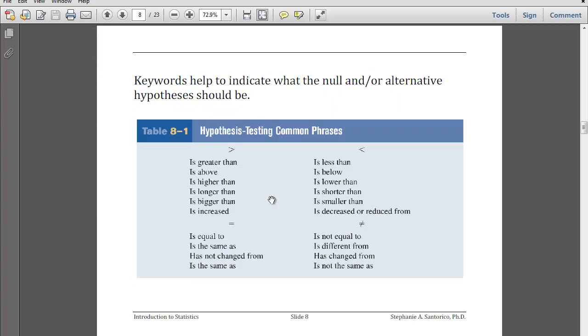So a few other helpful indicators of what your alternative hypothesis should look like. Table 8.1 in your text gives you some identifying phrases that would indicate that your alternative should be right-tailed. In other words, that you should be using greater than. If they are hypothesizing that something is greater than, above, higher than, longer than, bigger than, increased, all of those are indicating a right-tailed test. And it also gives you some terminology to show you that you have a left-tailed test versus a right-tailed test. So these might be helpful for you as you start learning how to take a word problem, take a statement from a scientific problem, and set up what your hypotheses are.